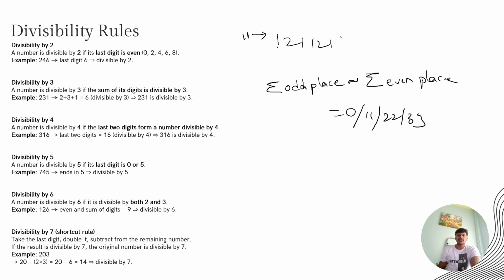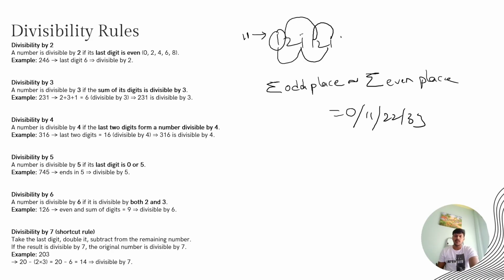Identify all the even place numbers. Even places means second place, fourth place. Odd places means first place, third place. Remember, not odd numbers, it is odd places, like first place, third place, fifth place. Even places are second place, fourth place, sixth place. Add all the numbers in the odd places, add all the numbers in the even places.